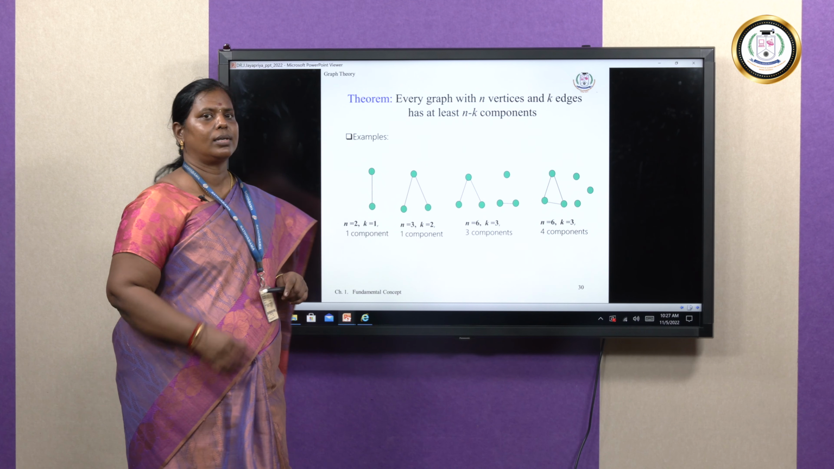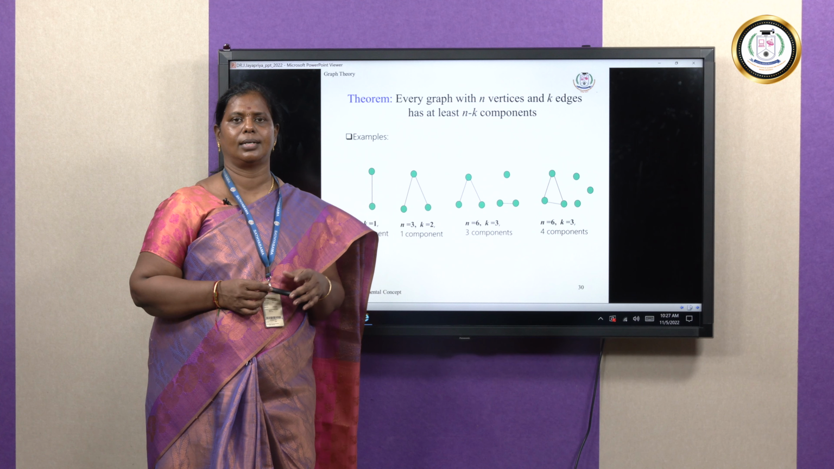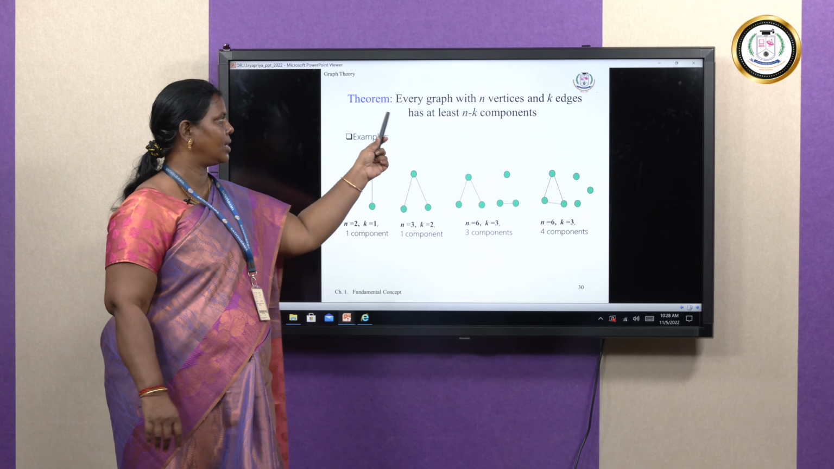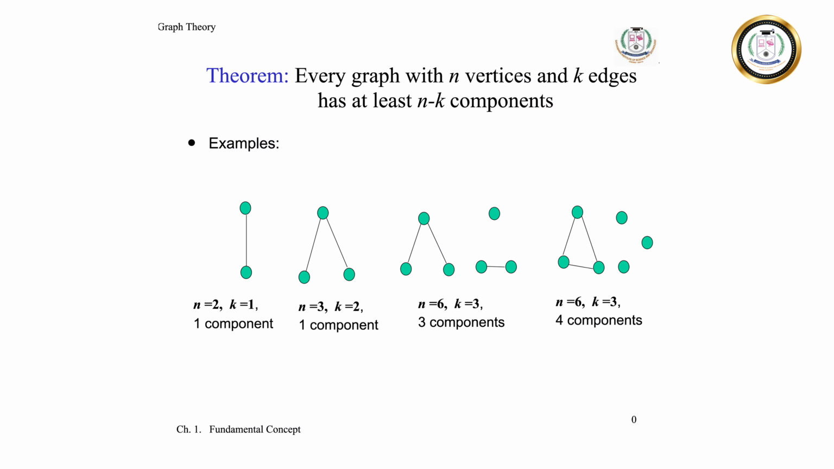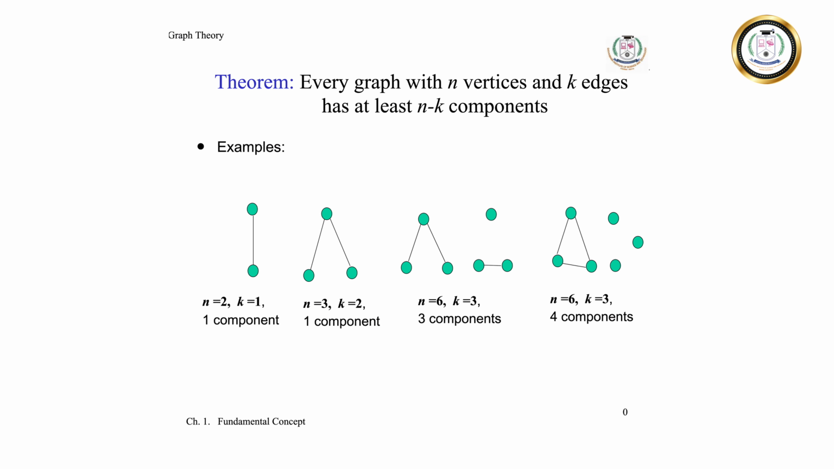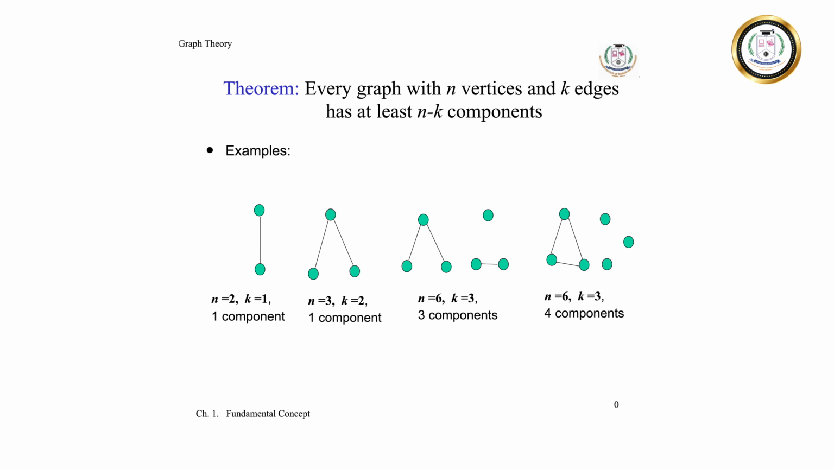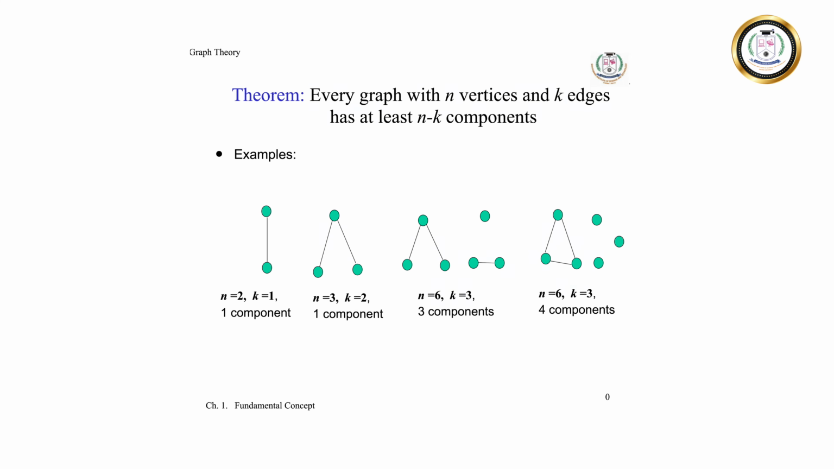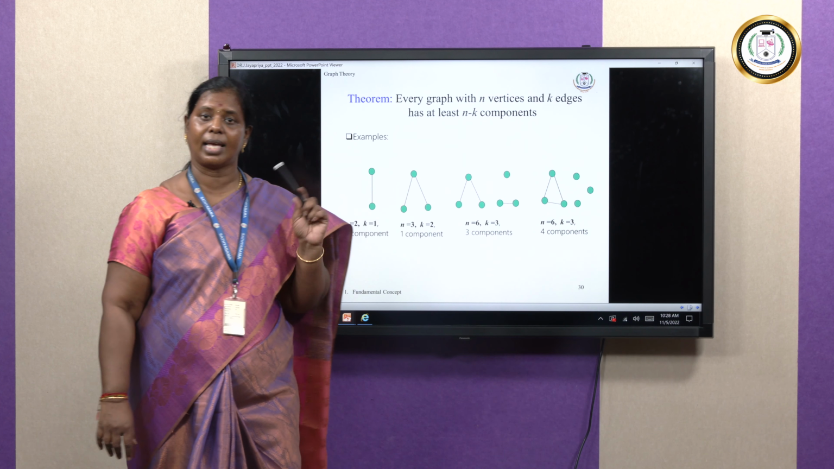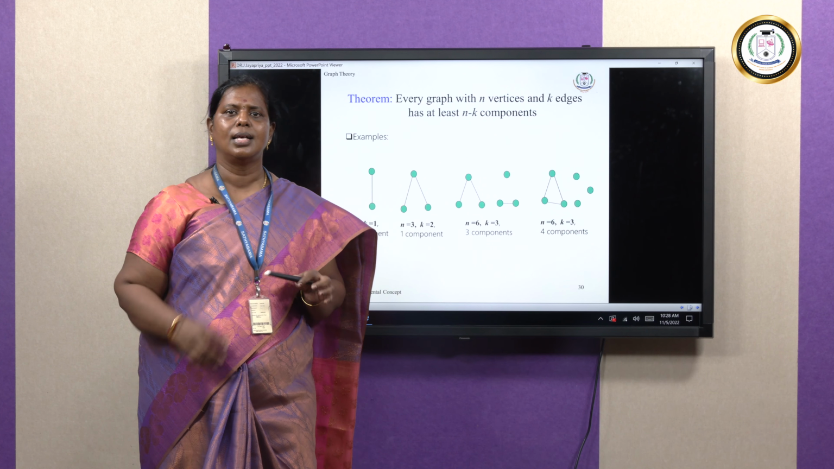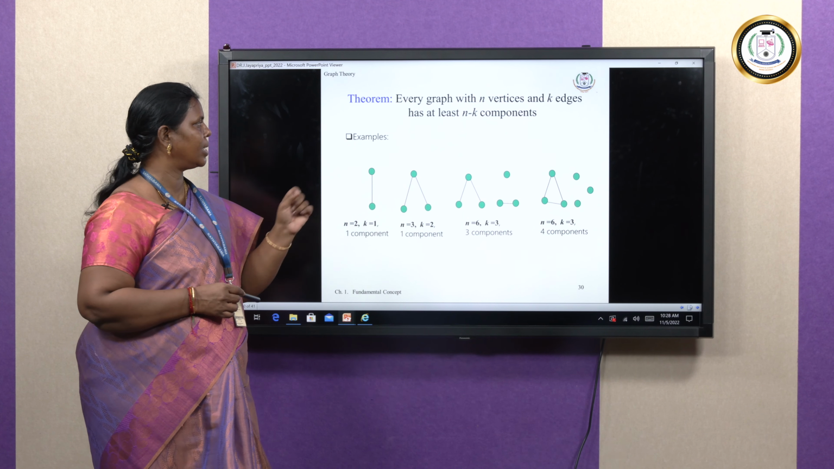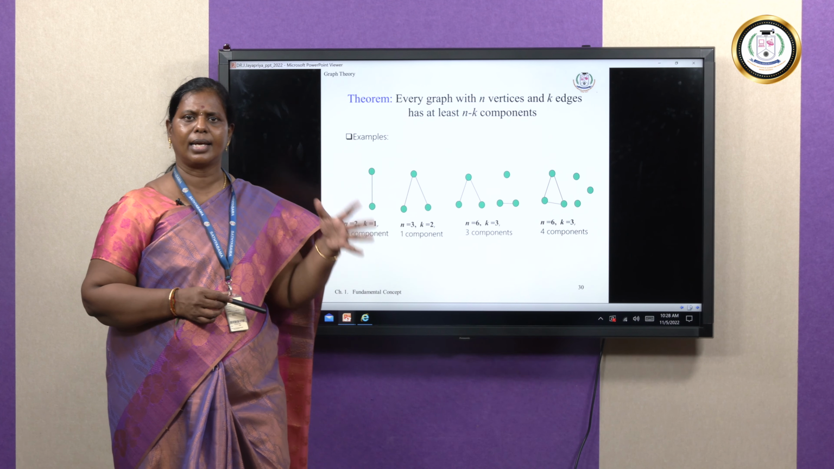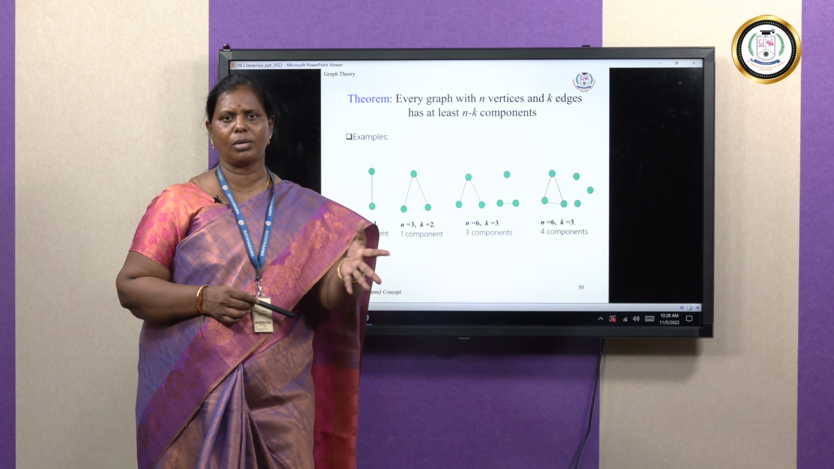So, now we'll look into a result, an important result when you say that you have learnt graph theory. If there are n vertices and k edges, then it has at least n minus k components. So, whenever a graph has n vertices and k edges, there will be at least n minus k components. At least n minus k components means it can have n minus k or more than that.